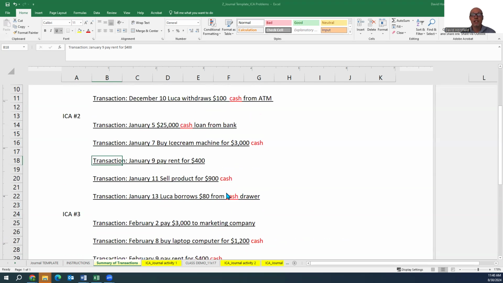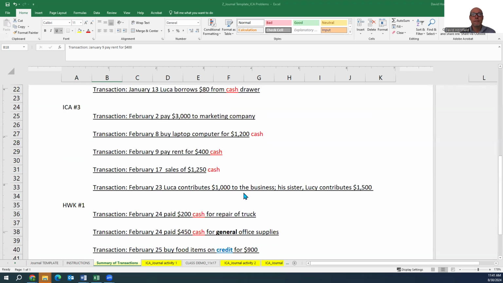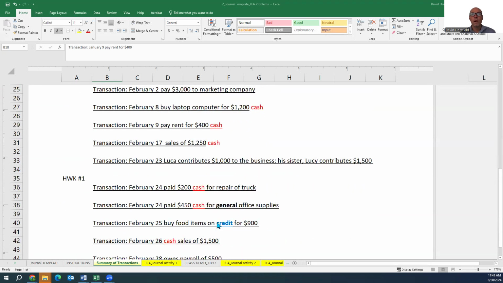Cash, cash, cash. Where cash is involved, cash is either coming into the business or going out of the business. In other transactions, here's one where on February 25, Luca bought food items on credit for $900. It doesn't mention cash. So what was going on in this situation is that Luca bought $900 of food from a vendor, from a supplier.